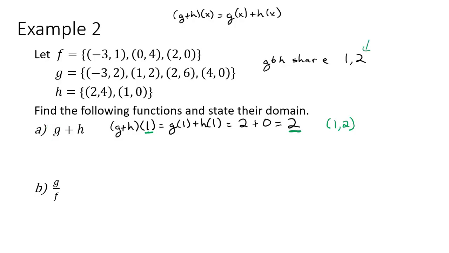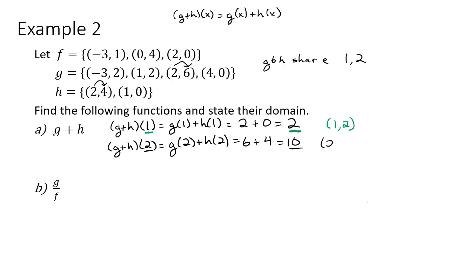All right, so we got one more number to try, that's 2. We need to figure out this one as well. So let's do g plus h of 2. That one is g of 2 plus h of 2. G of 2 is 6. H of 2 is 4. So we get 6 plus 4, or 10. So as an ordered pair, this had an input of 2 and an output of 10.